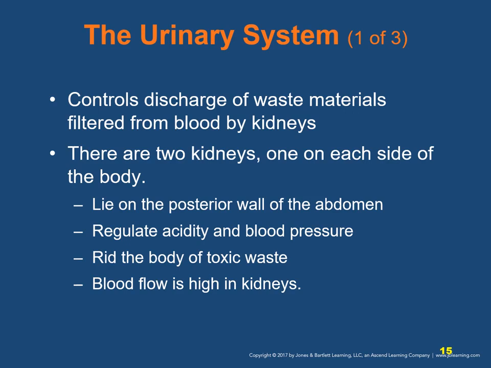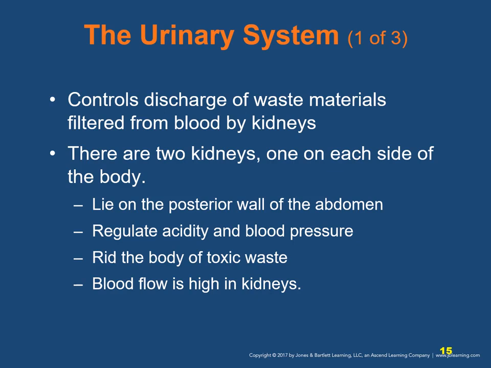The urinary system controls discharge of certain waste materials filtered from the blood by the kidneys. The kidneys are solid organs. The ureters, bladder, and urethra are hollow organs. There are two kidneys, one on each side of the body. They lie on the posterior muscular wall of the abdomen behind the peritoneum in the retroperitoneal space. This is what I was referring to earlier.